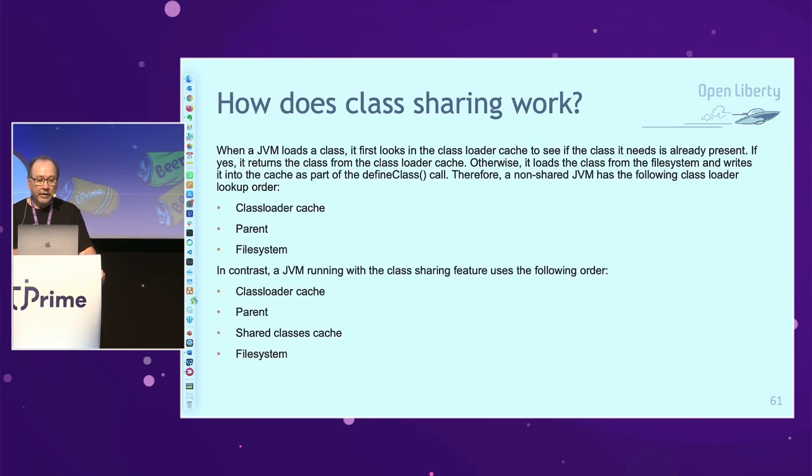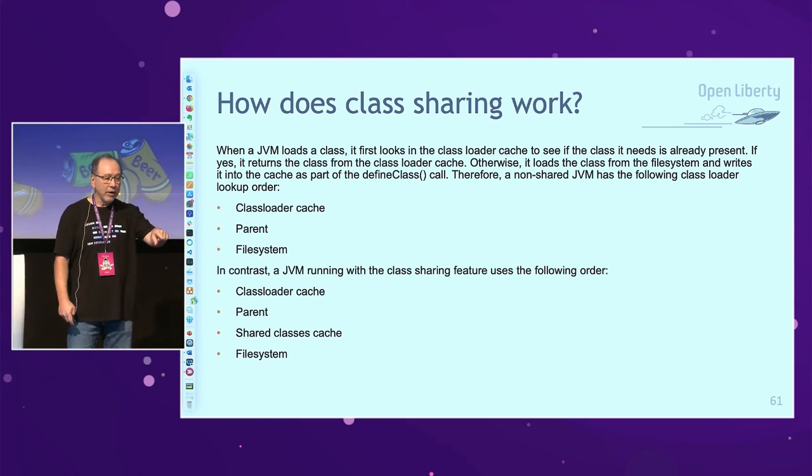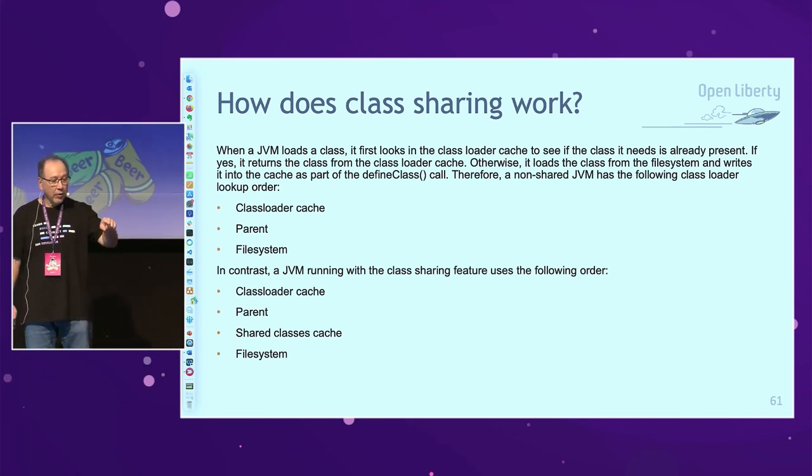So how does it work? In the first case, without shared cache, remember we talked about the class loader subsystem? When it loads classes, it goes to the class loader cache, then it goes to the parent, and if it doesn't find it, it goes to the file system. That's what takes all the time. When you have class sharing turned on, we have an extra step. The shared class cache is step 3. That's where most of the time it's going to find the class, and so it saves time there. And again, you load it once with one JVM, and any other subsequent JVMs can access the same one.